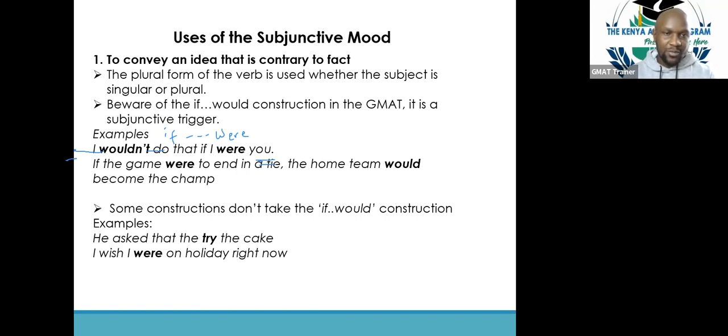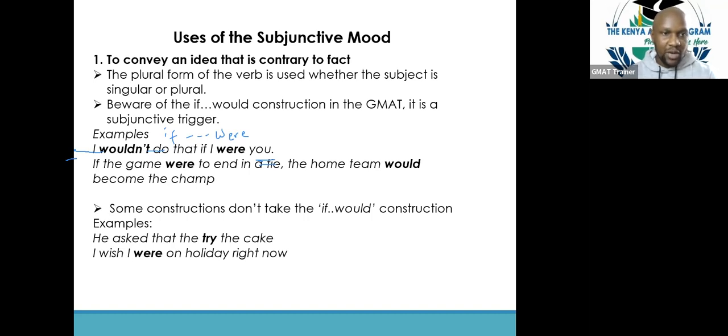Also note that some constructions don't take the if-would construction. For example, he asked that they try the cake. So in this case, this is a subjunctive. Or rather, it's a past tense subjunctive. He asked that they try the cake. That's in the past tense.